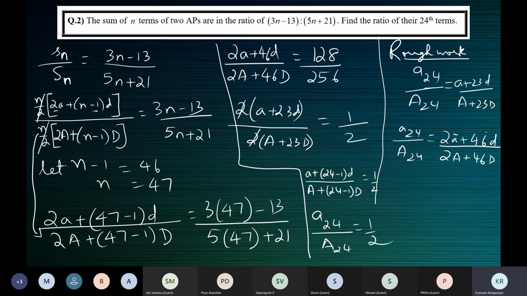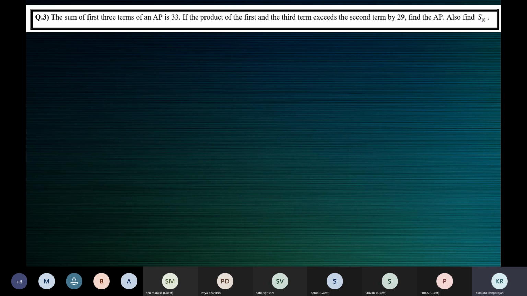So this is about the second one. I hope you finished writing. Yes, ma'am. This is your next question. The sum of the first 3 terms of an AP is 33. If the product of the first and the third term exceeds the second term by 29, find the AP, also find S10.